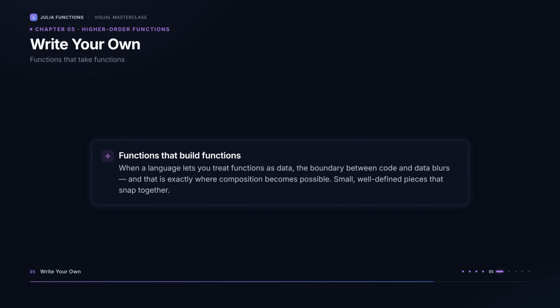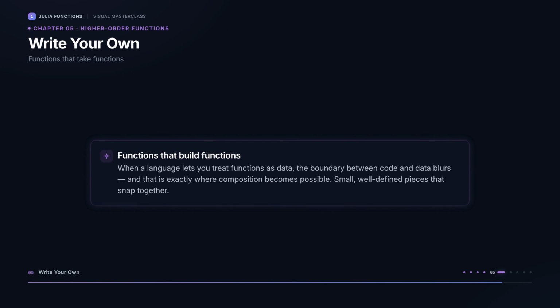When a language lets you treat functions as data, the boundary between code and data blurs, and that is exactly where composition becomes possible. This is how you grow a language from small, well-defined pieces that snap together.